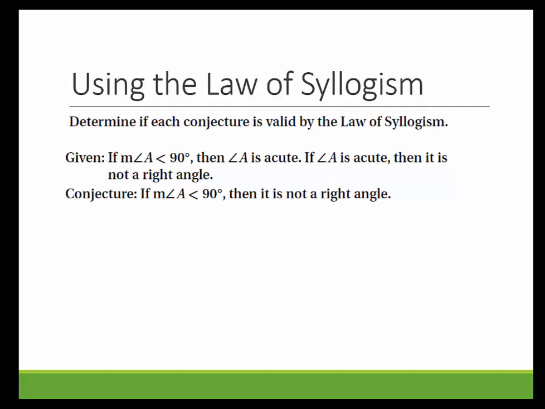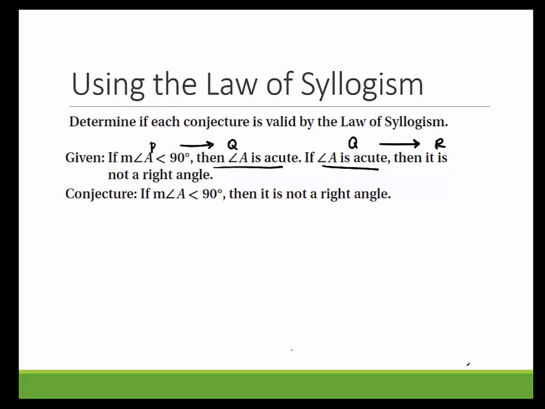So if the measure of angle A is less than 90 degrees, then A is an acute angle. So there's our first P, then Q. And if angle A is acute, then it is not a right angle. So here's our next thing. Q, because it's the same, A is acute, leads to R. So conjecture that if the measure of angle A is less than 90 degrees, it is not a right angle.